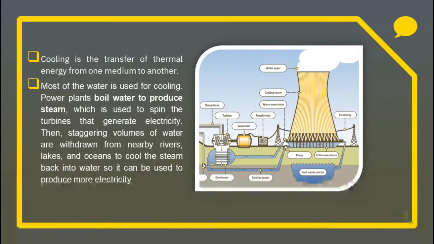Power plants boil water to produce steam, which is used to spin the turbines that generate electricity. Then, staggering volumes of water are withdrawn from nearby rivers, lakes, and oceans to cool the steam back into water so it can be used to produce more electricity.